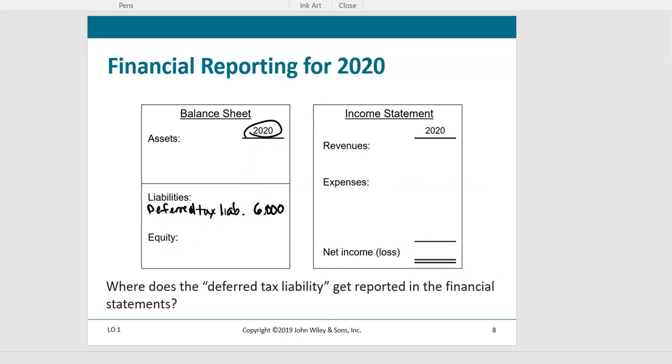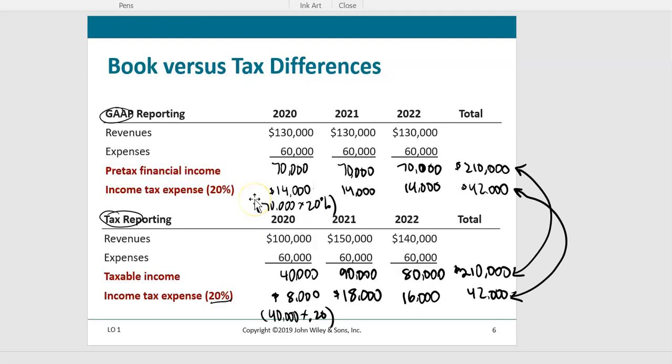And then what else would we have? Well, assuming we didn't make that cash payment at the exact end of the year, but we're calculating this under book or GAAP purposes, we are going to also record income taxes payable. This is the amount we will need to pay to the government. And you'll see that this total on the balance sheet is the $14,000 that we see under the income tax expense for book purposes.